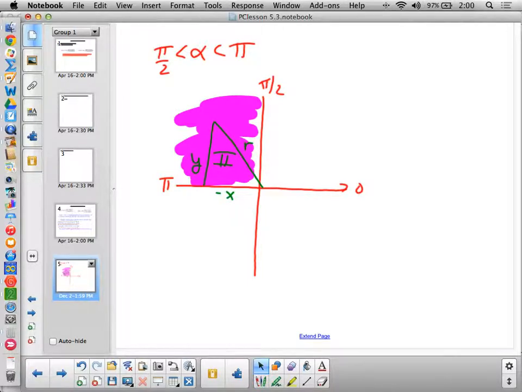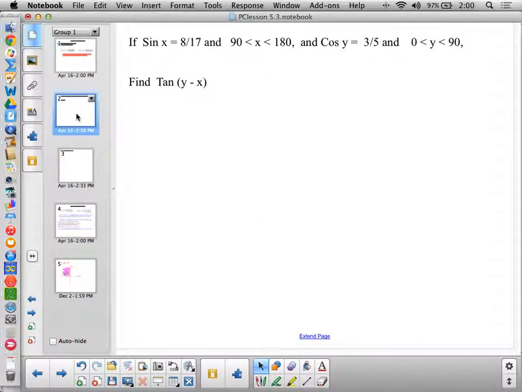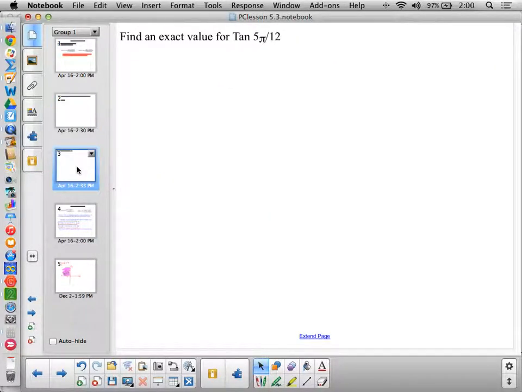Let's take a look at a couple sample problems. Let's do this identity one first. Exact value for tangent of 5 pi over 12. It's in radians. Big deal. Okay? Well, how can we get to 5 pi over 12? Well, let's think about that. 5 pi over 12.